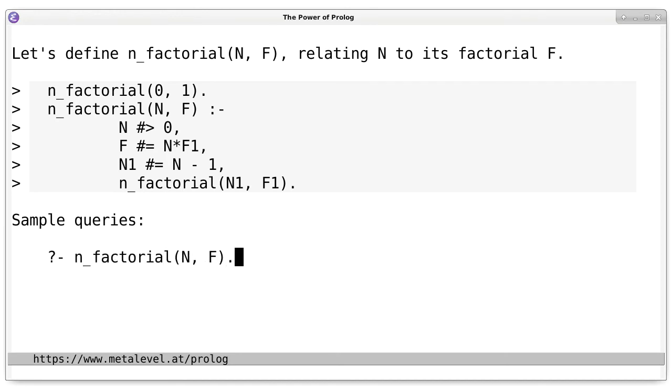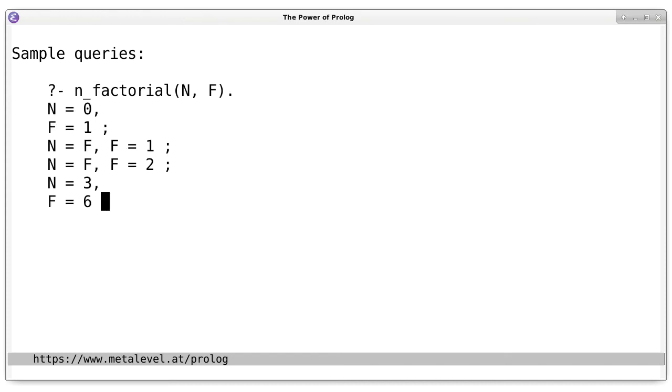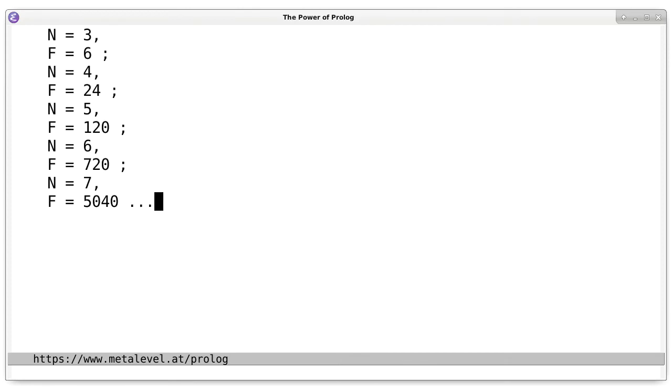For example, let's start with the most general query where all arguments are fresh variables. When we ask which solutions there are at all, then we get the factorial of 0, of 1, of 2, of 3, of 4, and so on. So we can use this predicate to generate solutions.